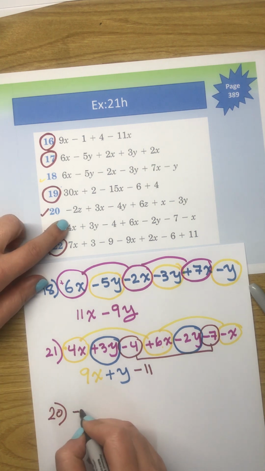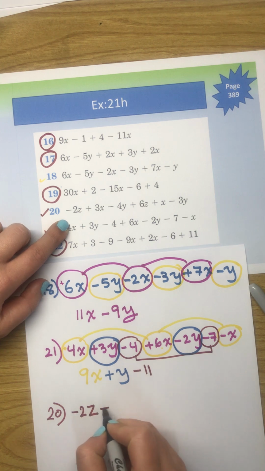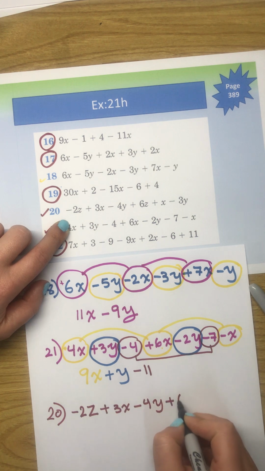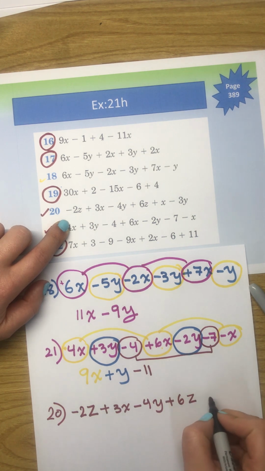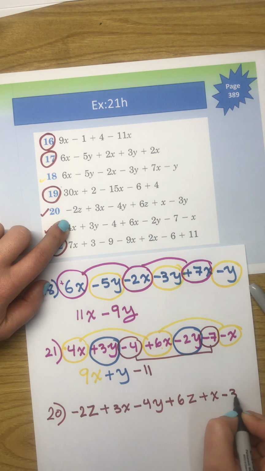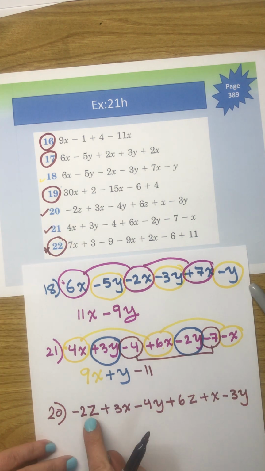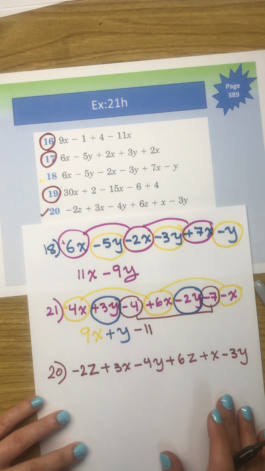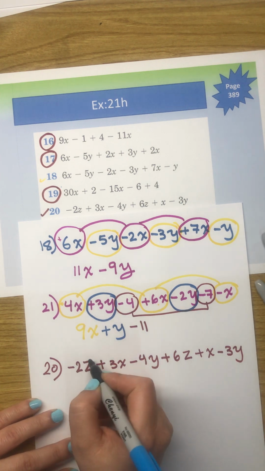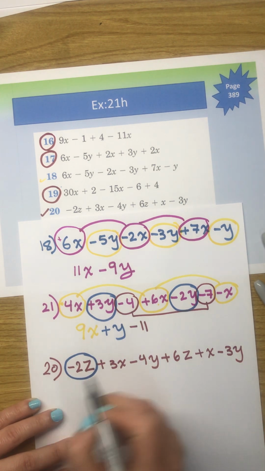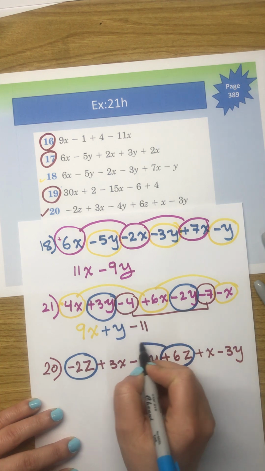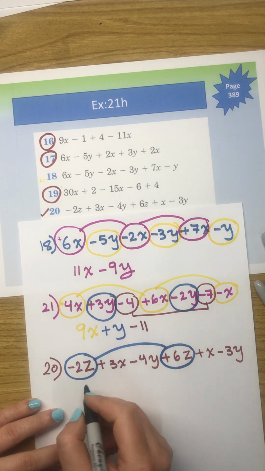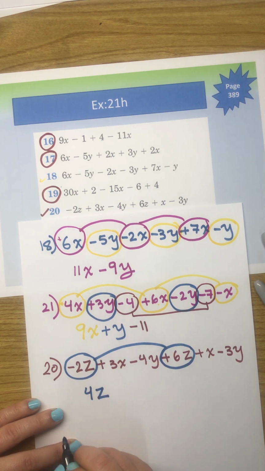Minus 2z plus 3x minus 4y plus 6z plus x minus 3y. Three different variables, z, x, and y, and let's put the like terms together, guys. The z's together. Let's do them right away. Is there another z? No. Minus 2z plus 6z, that means 4z.